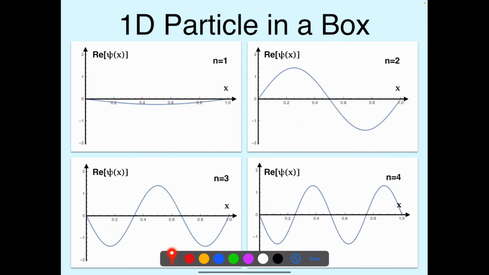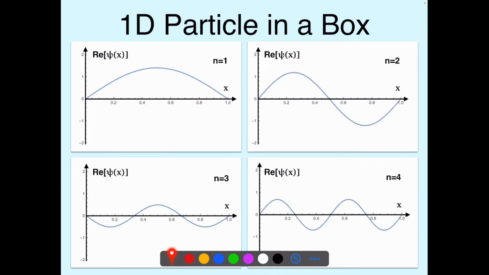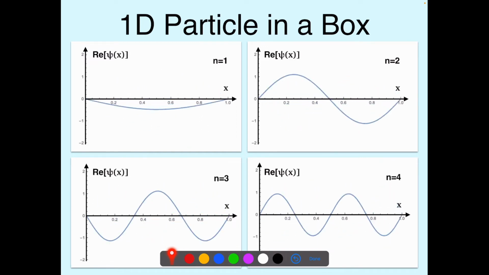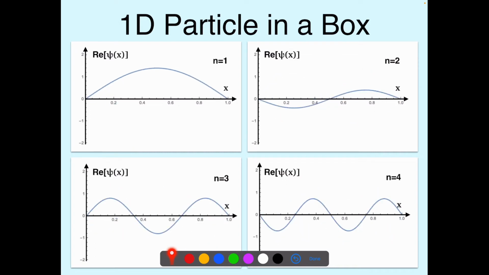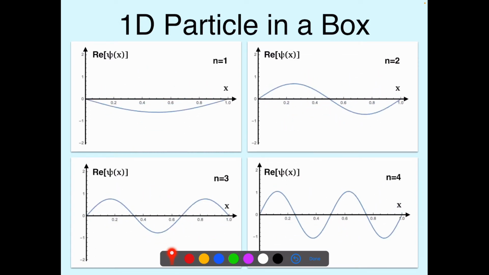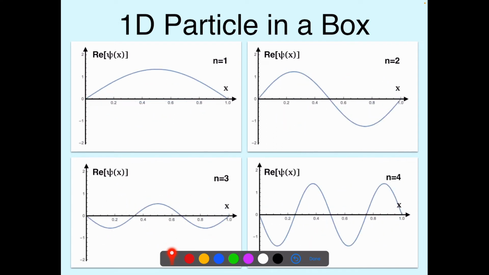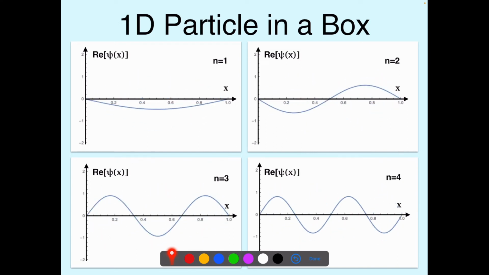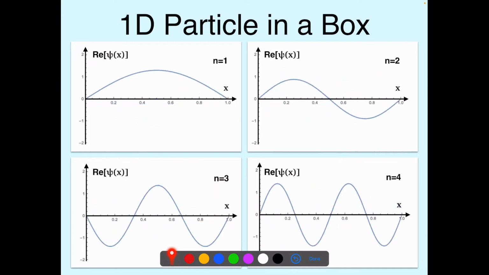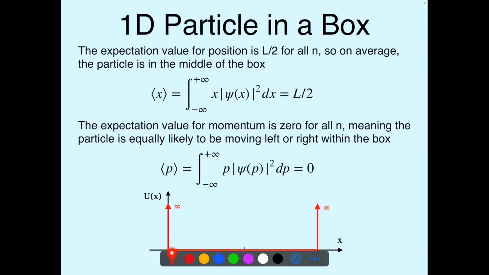So notice, the higher the energy, the faster our wave function oscillates. That's something we saw before. So in the lowest energy state, the wave function oscillates slowly, and as the energy goes up, it oscillates faster and faster. Because remember, the energy is directly proportional to the frequency that it's oscillating at. So the higher the energy, the faster the oscillation.